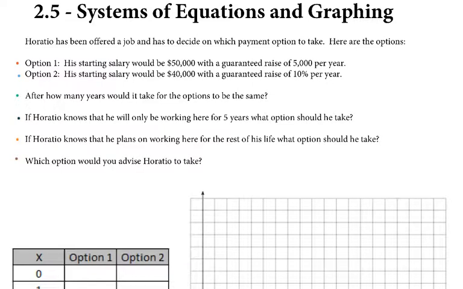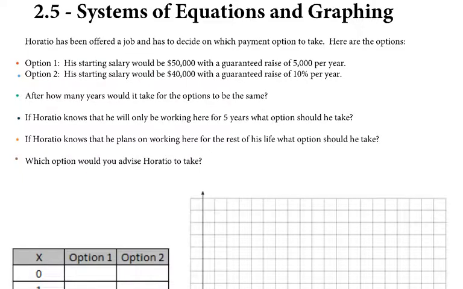So Horatio has been offered a job and has decided on which payment option to take. Here are the options. Option 1: his starting salary would be $50,000 with a guaranteed raise of $5,000 per year. It's not bad. Option 2: his starting salary would be $40,000 with a guaranteed raise of 10% per year. So those are the two options he has to choose from.